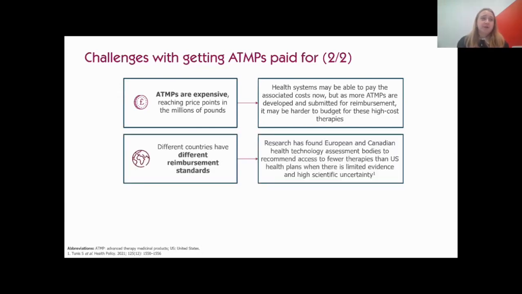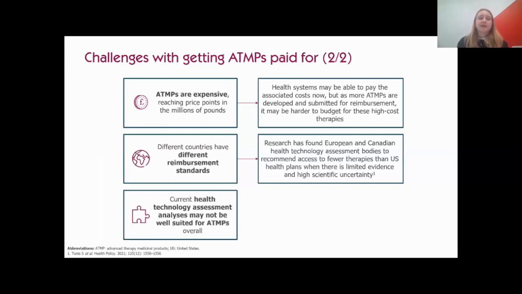Different countries also have different reimbursement standards. So research has found that European and Canadian HTA bodies recommend access to fewer therapies than US health plans when there's limited evidence and high scientific uncertainty. So some countries and some specific health plans are more capable or willing to take that risk. Also, just in general, current health technology assessment analyses are not necessarily well suited for advanced therapies overall, given that standard ICER ratio doesn't necessarily take into account, again, all of those points about duration of effect, long-term uncertainty, and really high costs.